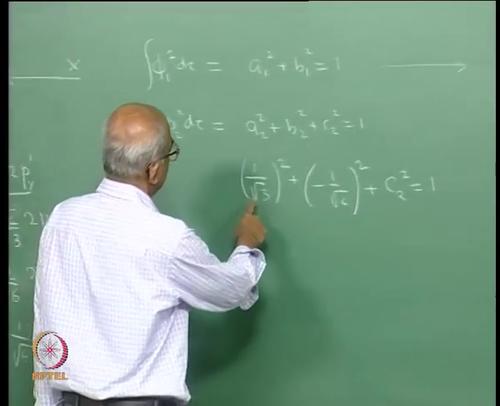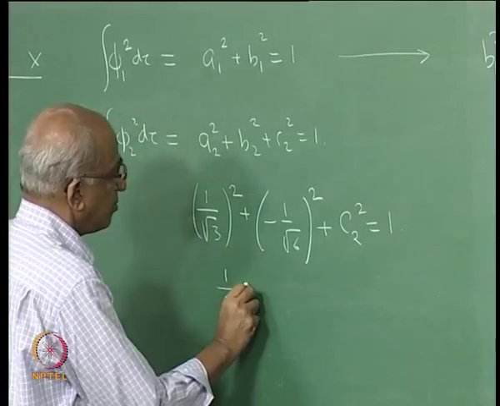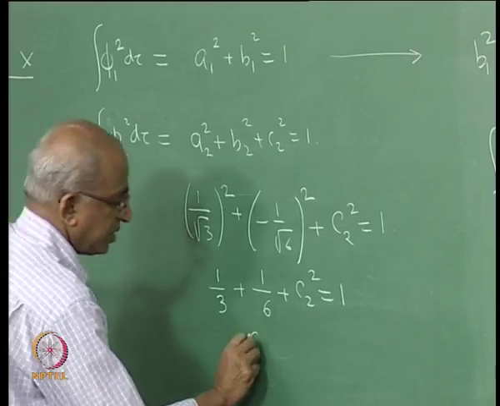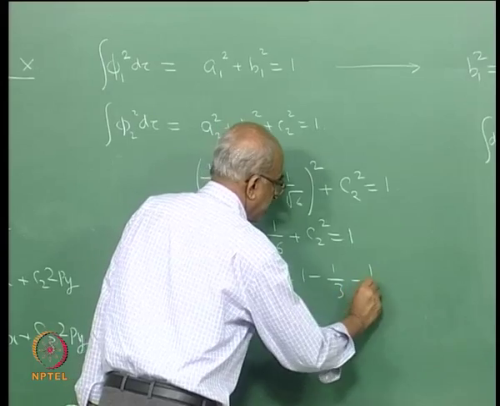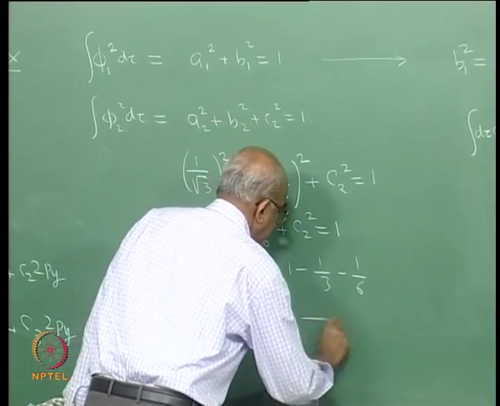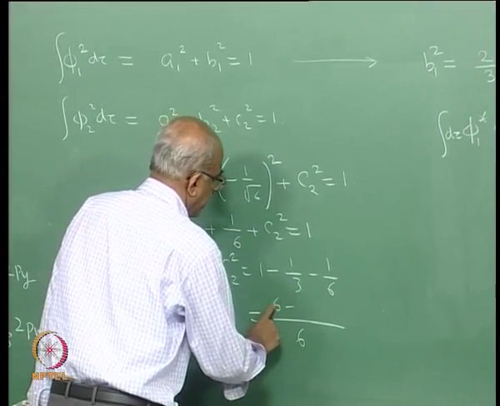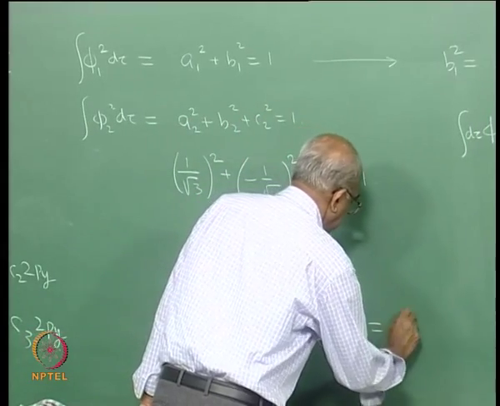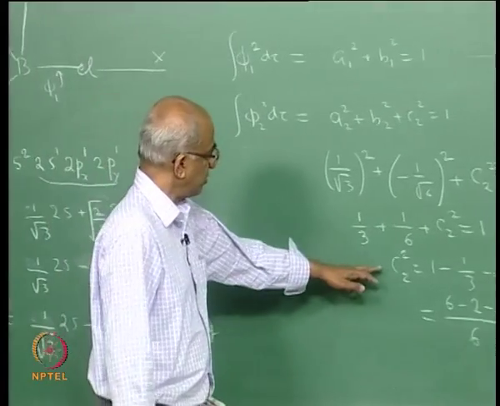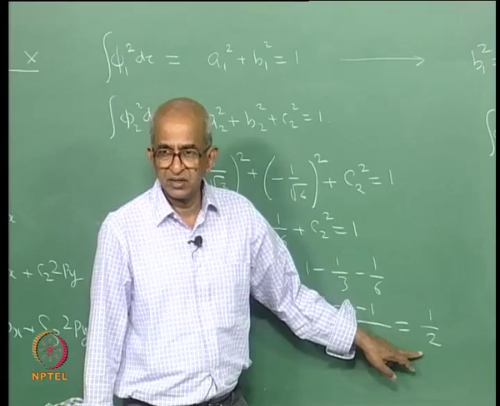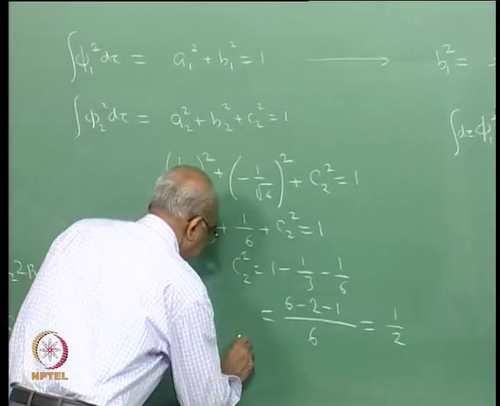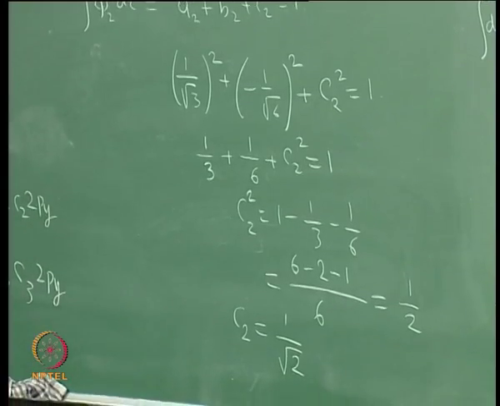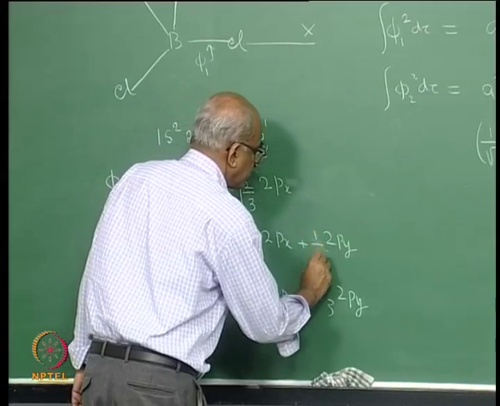So, what will happen? You are going to get 1/3 plus 1/6 plus C2 squared equal to 1, which means C2 squared is actually 1 minus 1/3 minus 1/6. If you calculate this, it is 6 minus 2 minus 1, divided by 6, and how much is that? It is half. So, C2 squared is equal to half, correct? And therefore, what can you use for C2? C2 you can say is 1 by square root of 2. So, we have determined C2 will be 1 by square root of 2.